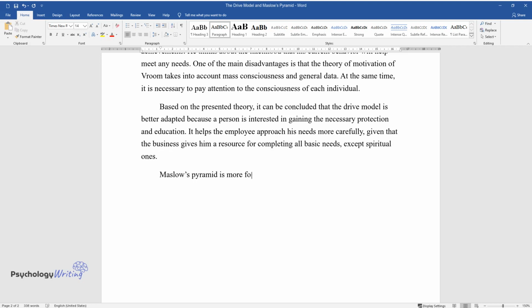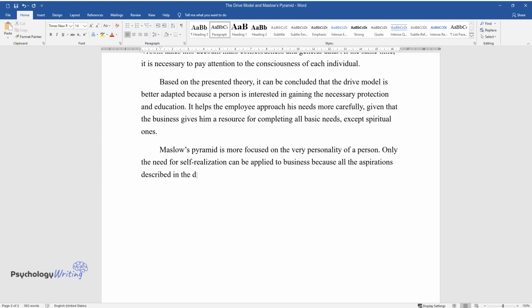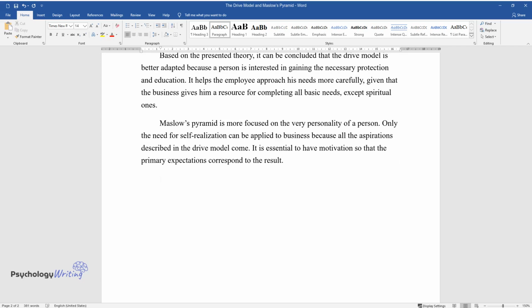Maslow's pyramid is more focused on the very personality of a person. Only the need for self-realization can be applied to business because all the aspirations described in the drive model come. It is essential to have motivation so that the primary expectations correspond to the result.